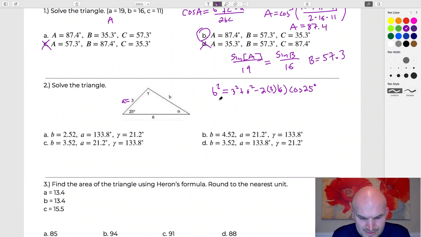And I guess I'll just have to type this in because I'm going to want to store this. So it's going to be 9 plus 36 minus, parentheses, 2 times 3 times 6 times the cosine of 25. And then I get 12.37, so that's B squared equals 12.37. So take the square root of that answer, and I get 3.51, or 3.517. So therefore B is either going to be C or D. So those are not my two answers.